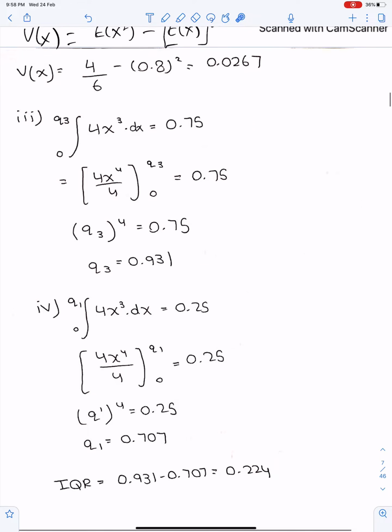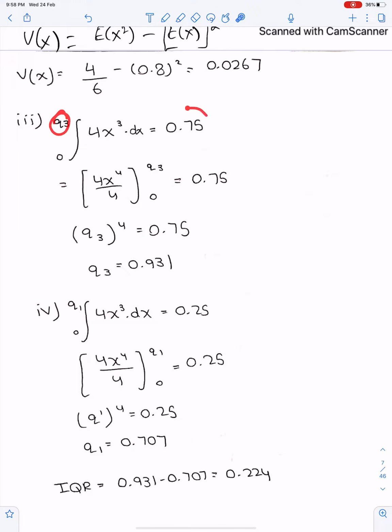The upper quartile is very simple. The probability of the upper quartile is 0.75. Solve this equation and get the value of Q3.